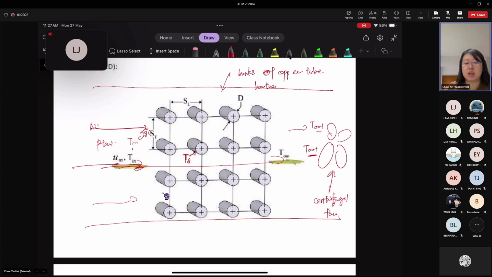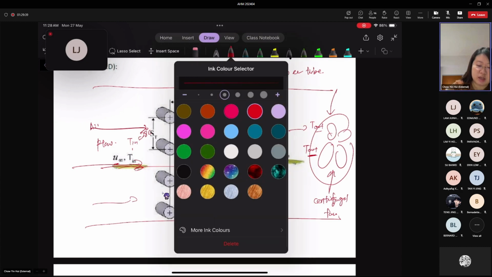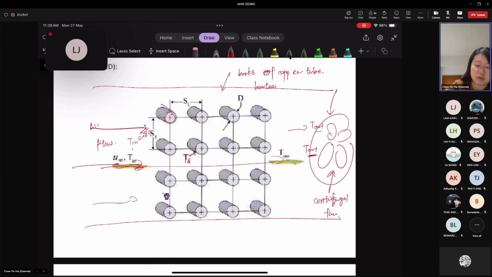So this is what happens inside, in the case of flow past banks of tubes with forced convective heat transfer. It's forced convection because you have this centrifugal fan that draws in the air, and then the fluid is flowing past the surface. We are dealing with flow past the outside of the geometry.